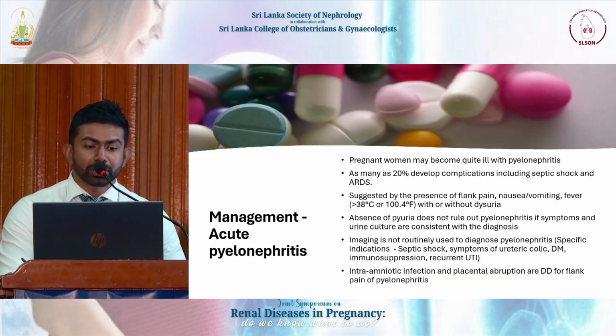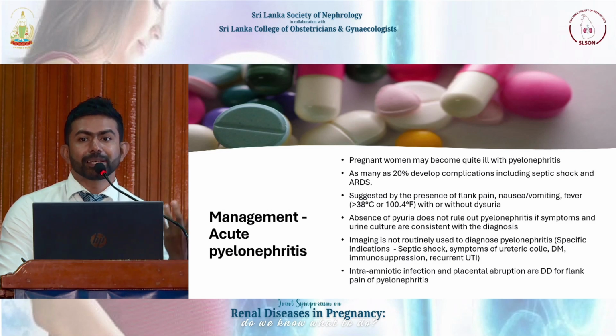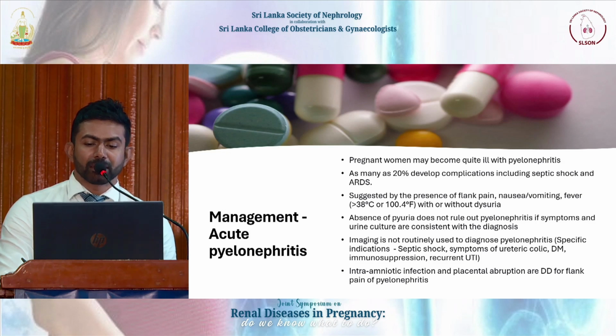So how do we manage pyelonephritis? That's the most serious type of UTI. About 20% of pregnant women with pyelonephritis can develop septic shock and even go on to ARDS, which is a very important factor. You need to treat early and keep this in mind. Absence of pyuria doesn't indicate there is no pyelonephritis. If the patient is symptomatic and having loin pain, you clinically think of it as pyelonephritis and start treatment. Even if there is no pyuria, you will see a culture growing an organism later on. So keep that in mind.